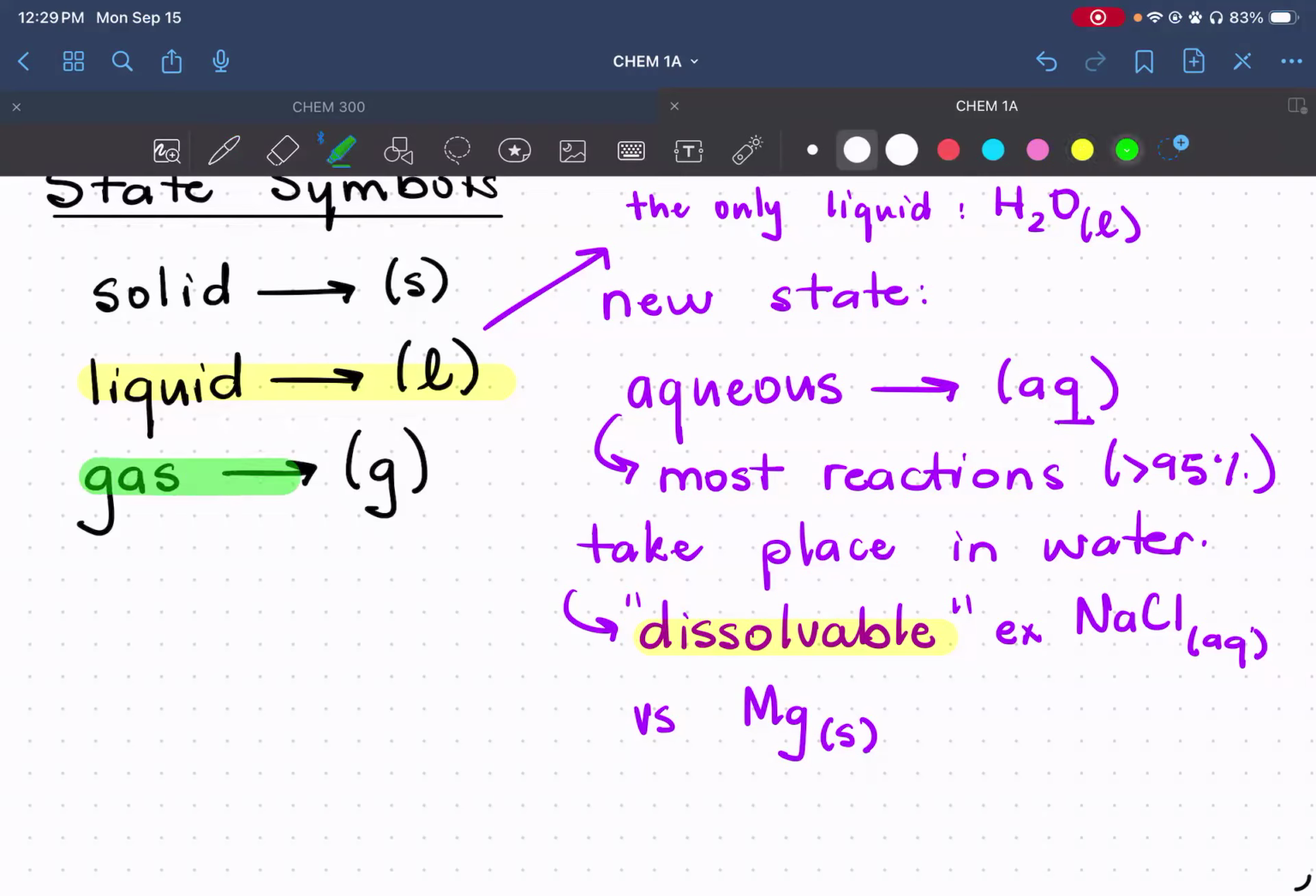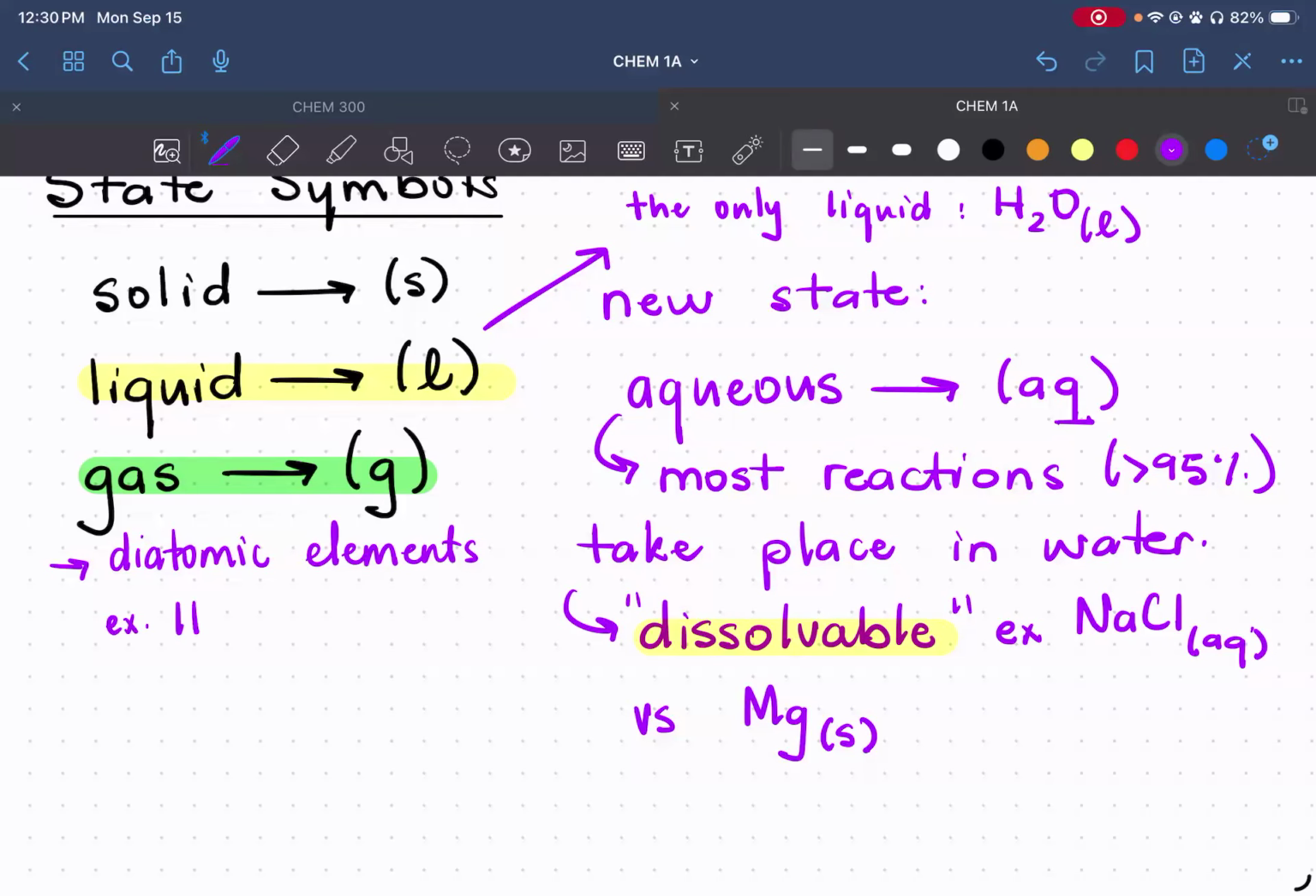The question then comes up, well, what about gases? How do we know which are gases? How do we identify a gas? Well, from the periodic table, we know there are noble gases, right? Halogens are gases. What else do we know are gases? We know that diatomic elements are gases. We went over this when we talked about atoms and molecules. Examples of diatomic elements include hydrogen, fluorine, oxygen, nitrogen, and so forth.